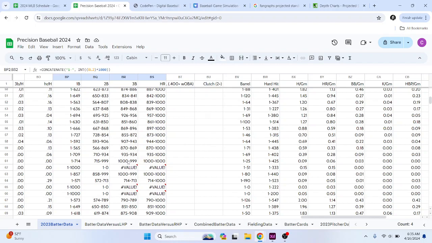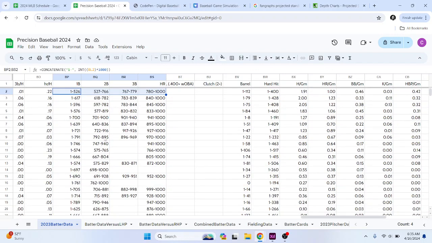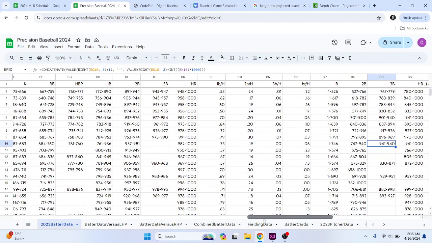So I have to go through, and in fact, I'm going to go back through and take these like this, and it copies the formula down. You can see here it's 1 to 746, 747 to 940 is a double, and then you have 941 to 940, which is not anything. But the reason we get that is because this is a 0. He didn't have any triples.